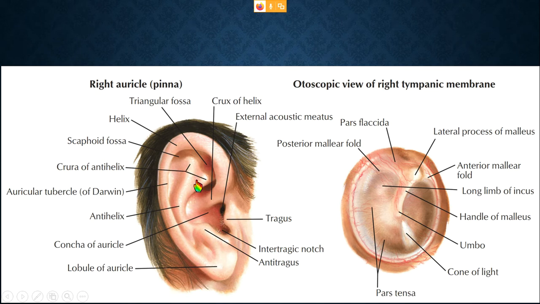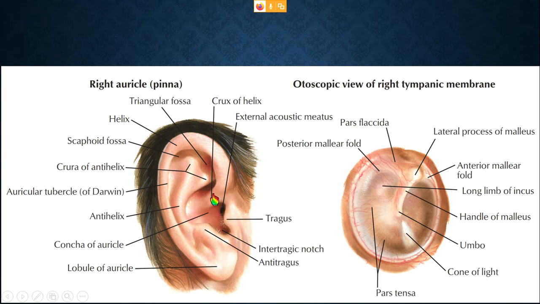Then we can identify a narrow gutter between the helix and the antihelix. This depression is called the scaphoid fossa. And between the two crura of the antihelix, the triangular area is called the triangular fossa. The depression of the concha is guarded in front by a triangular flap of cartilage known as the tragus.